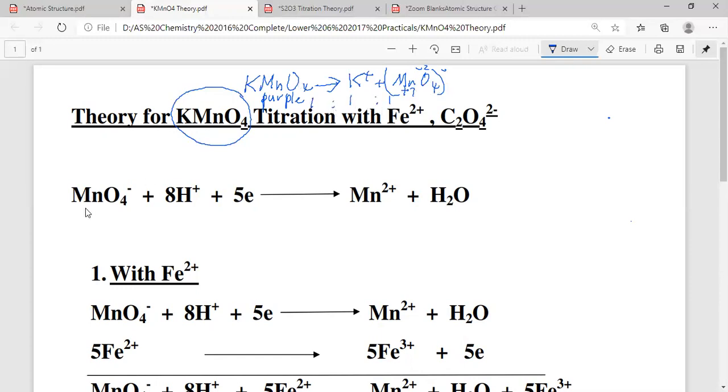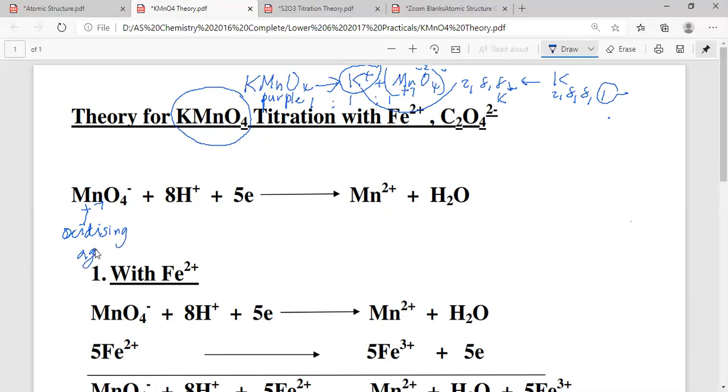K+ has no color and it won't take part in the reaction. Why? Because it has a completed octet. K is 2, 8, 8, 1, so it loses this one electron to become K+. So now this is your +7. This is a very powerful oxidizing agent. You learned in Form 5 already, it's a very powerful oxidizing agent.